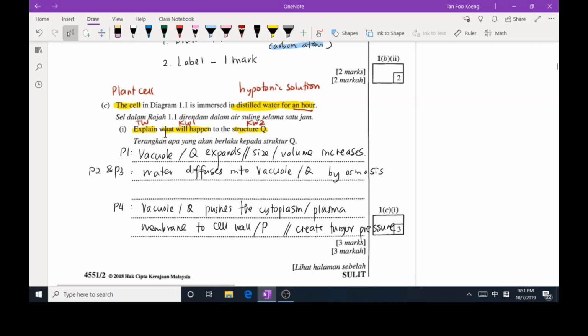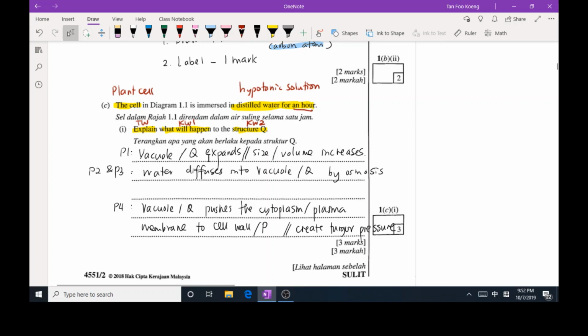So P1 here, what will happen? So first of all, I will mention that structure Q or the vacuole expands, or I say that the size or the volume of Q increases. So single slash here means it's either one. Okay, you can mention vacuole or Q. So double slashes here means to say that this is actually a separate sentence. You can either write this sentence or this sentence. Either one will do. Now, okay, we have stated what happens to the structure Q. Now we are going to explain about our P1.